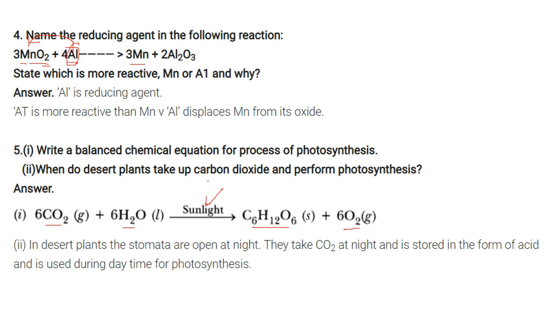When do desert plants take in carbon dioxide and perform photosynthesis? So what happens in the desert plant? The stomata, the main part responsible for this, are open at night. So they take in the carbon dioxide at night and store it in the form of acid, and in the daytime it is being used. So this acid is used during the daytime for photosynthesis.